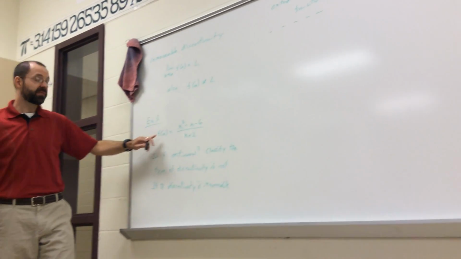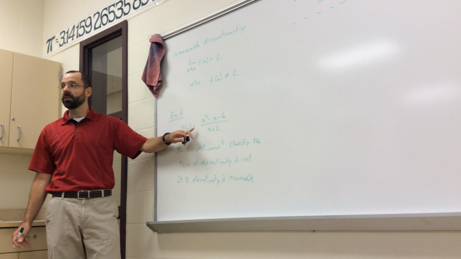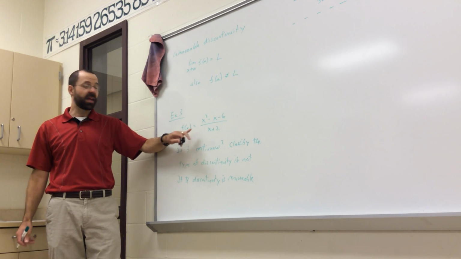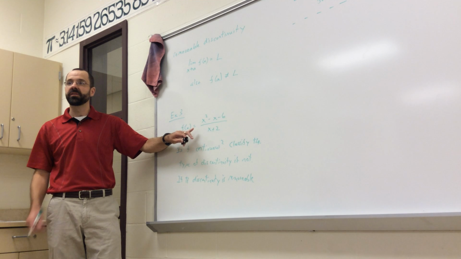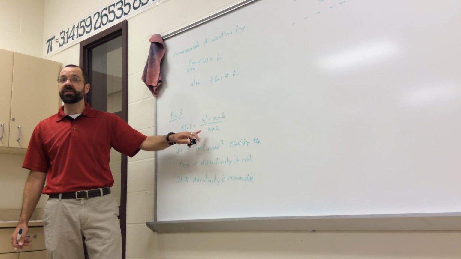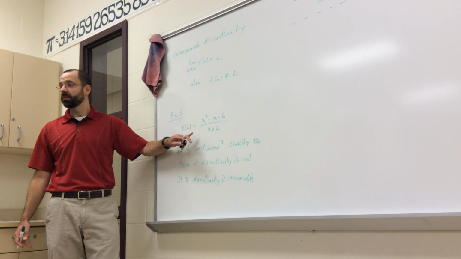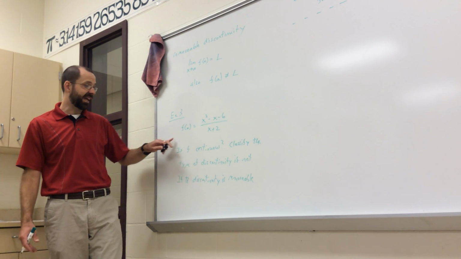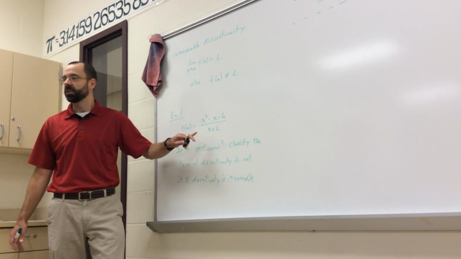Okay, so looking at this function, where do you think there might be a problem? Yes, Zach. -2. Why is he suspicious of -2? Yes, Michael. Because it makes the denominator 0, right? And dividing by 0 is often a problem. Okay, so we suspect that maybe at -2 there might be a problem.